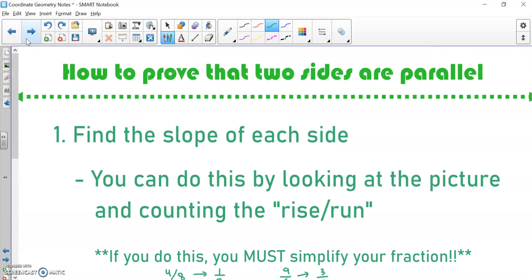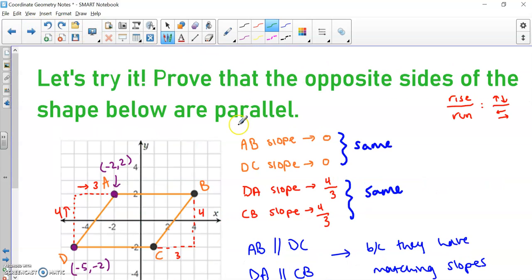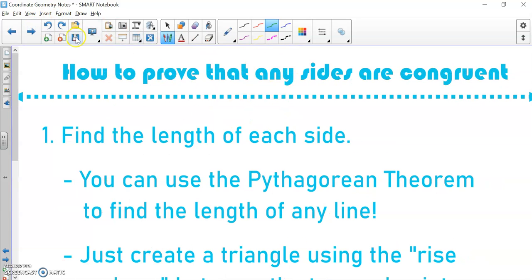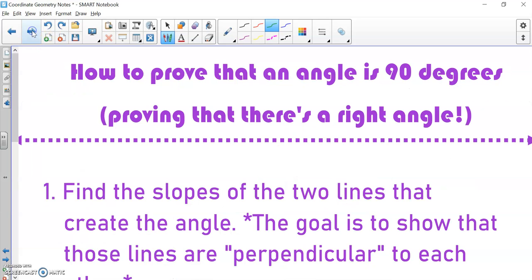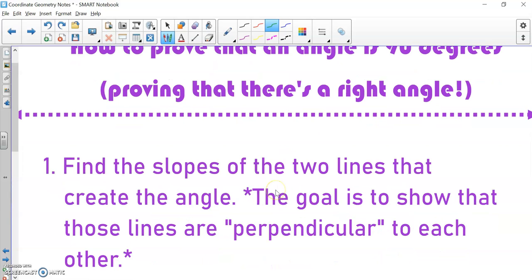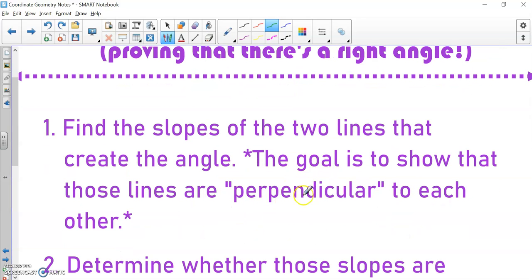So far we've shown how to prove that two sides are parallel. We've also talked about how to prove two sides are congruent. So today we are picking up where we left off there, which is how to prove that an angle is 90 degrees. Okay, so we're proving that there are right angles in a shape. So basically, when you're trying to prove that there is a right angle or a 90-degree angle, you're trying to prove that the two lines that form that angle are perpendicular. And what that means is that they intersect at a 90-degree angle.